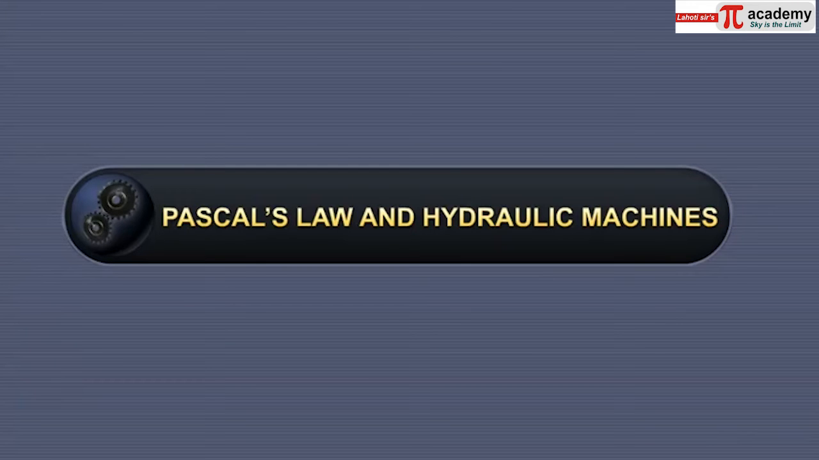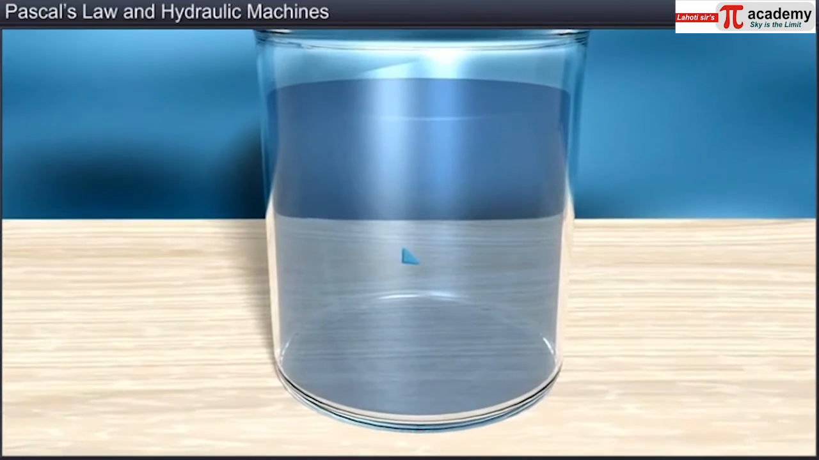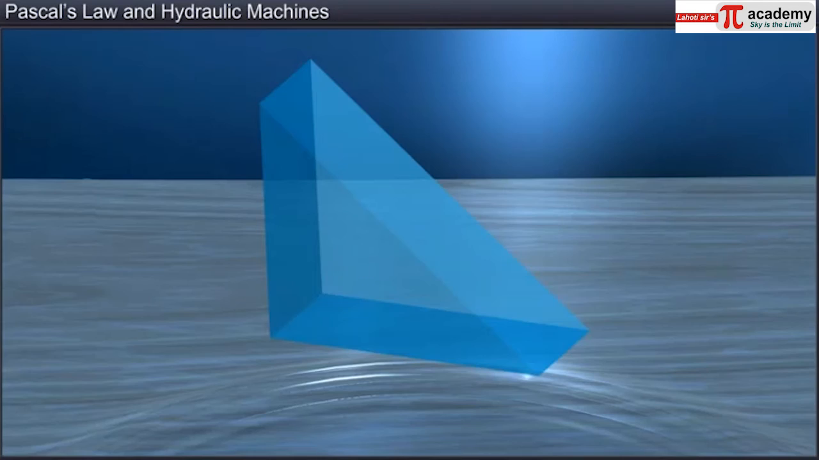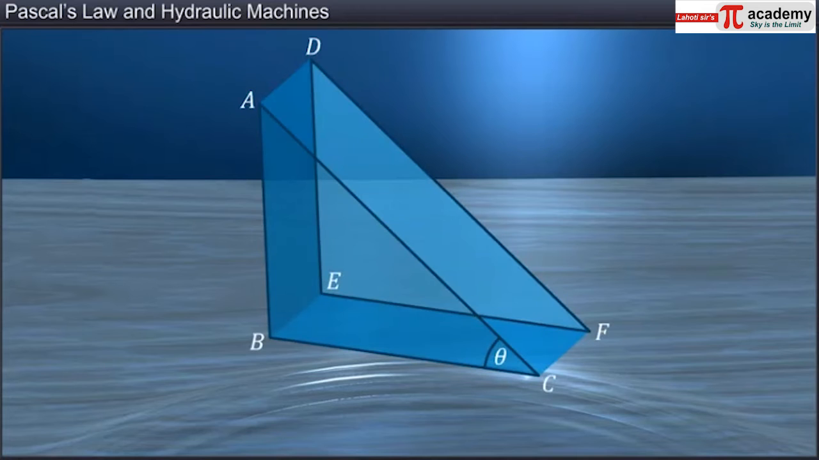In this module, you will learn about Pascal's law and hydraulic machines. Consider a very small element of fluid in the form of a right-angled prism, A, B, C, D, E, F, inside a fluid at rest.